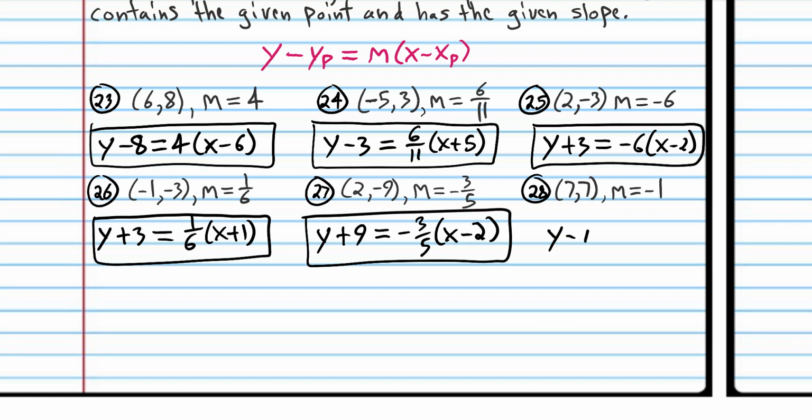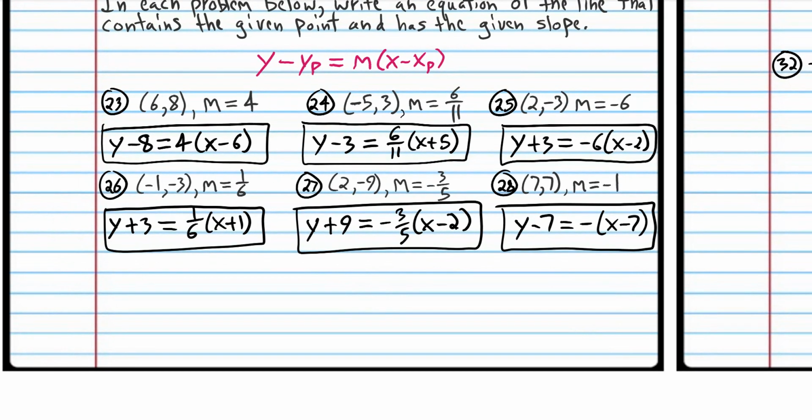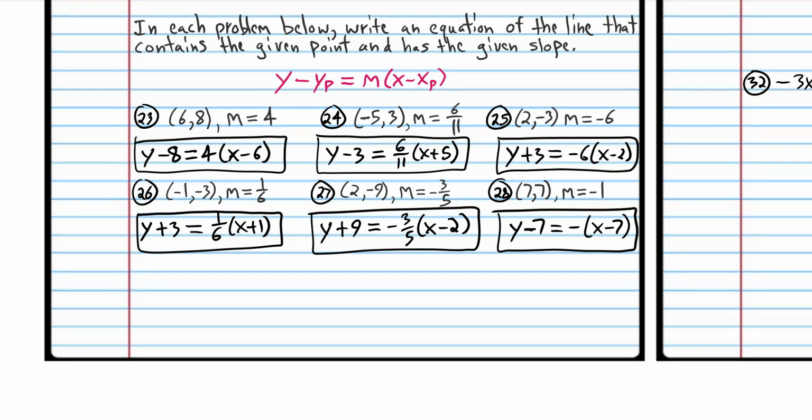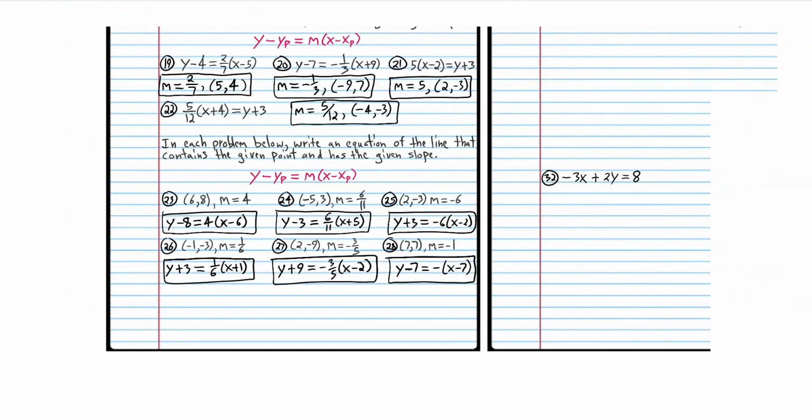And y minus 7 is equal to negative x minus 7. If you got that answer, good job. Now, a lot of students may write negative 1 here, but you don't really need the 1. You can just write that negative sign. Either way is fine, but it's traditional to just get rid of that 1. So if you got those answers, good job.